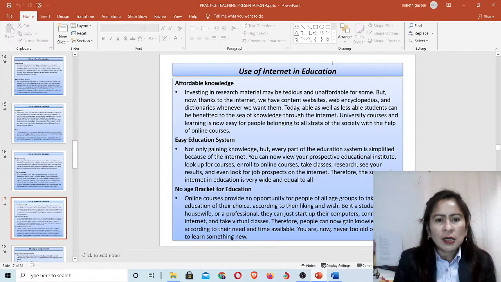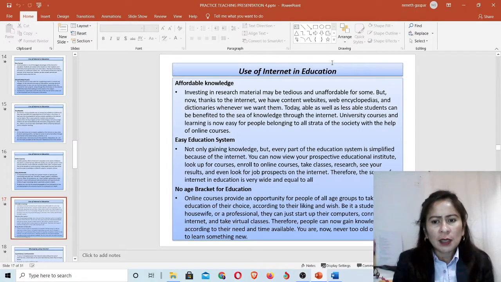Education system. Not only gaining knowledge, but every part of the education system is simplified because of the Internet. You can now view your prospective educational institute, look up courses, enroll in online courses, take classes, do research, check your result, and even look for job prospects on the Internet. Therefore, the scope of the Internet in education is very wide and equal to all.